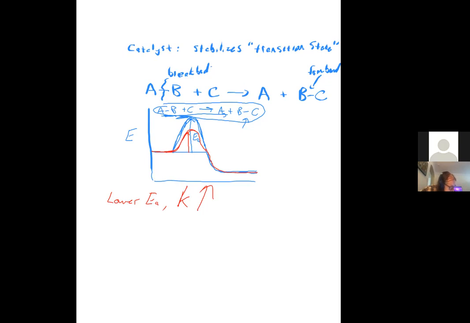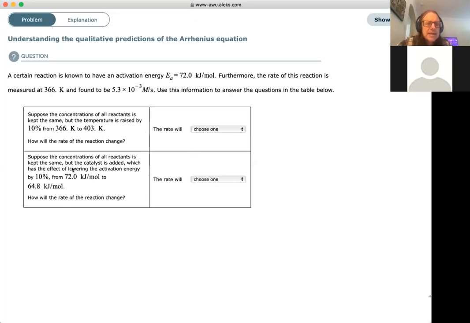All right. So lower activation energy through catalysts will increase the rate constant. And remember, rate is proportional to the rate constant. Higher rate constant, faster reaction. So having a catalyst will have a tendency to make the reaction go faster. Okay. So if we come back to that question then, part two. If we lower the activation energy, so it went from 72 kilojoules to 64.8, the reaction should go faster. The rate of the reaction should be higher, it should be faster, okay?